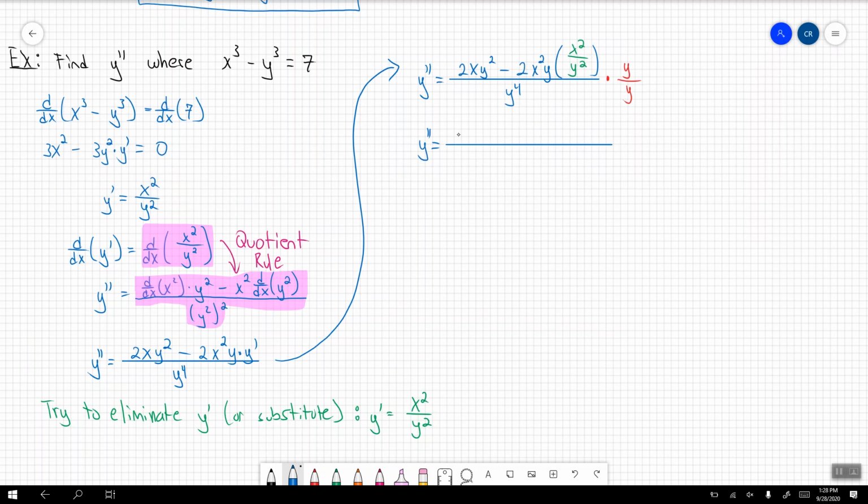Distribute the y, that now becomes 2xy cubed minus this y, 2x squared y, will cancel out with one of the y's in the denominator for that y squared, but then the other y is going to fully cancel that out, which means we're going to be left with x to the fourth. So that's going to be 2x to the fourth. Okay, it's not looking too bad. Divided by y to the fifth.